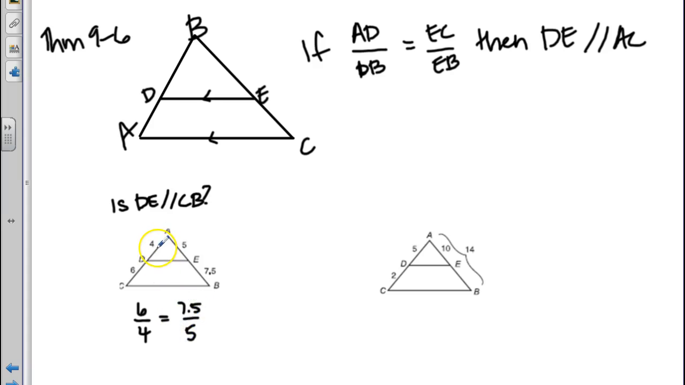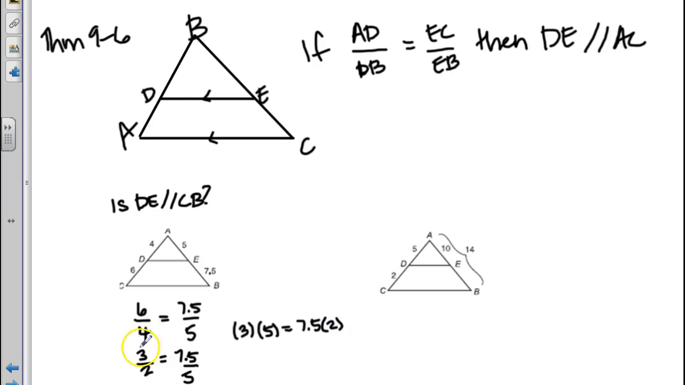And by the way, we could go the other way with it. We could say 4 over 6 equals 5 over 7.5. Not just one way to set this one up. All right, so when I cross multiply, I should get the same number. So 3 times 5 should be equal to 7.5 times 2.